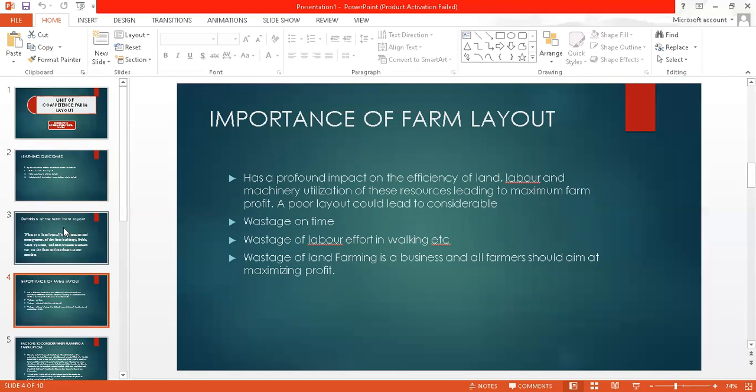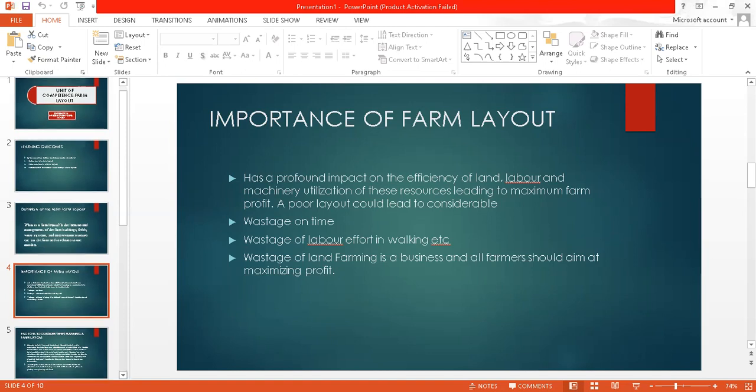So, Daniel, can you read for us the importances of having a farm layout? Daniel, what is the importance of having a farm layout? Importance, number one, it has profound impact on the efficiency of land, labor, and machinery utilization. Point two, the wastage of time. Point number three, wastage of labor effort in working. And lastly, wastage of land. Farming is a business, and all farmers should aim at minimizing input. Thank you very much, Dan.